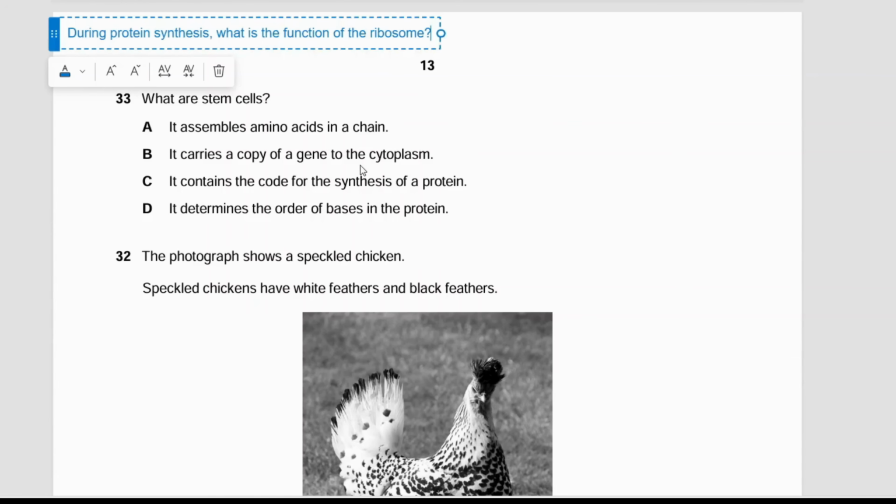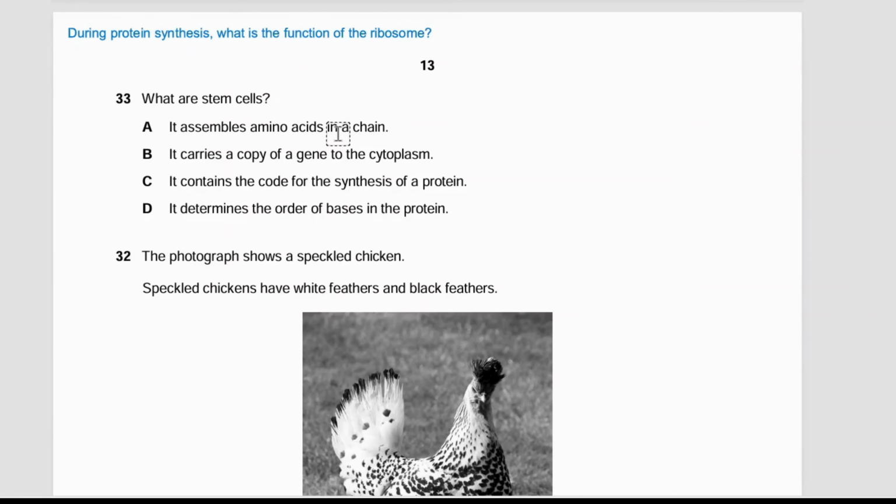Okay. The question is, during protein synthesis, what is the function of ribosomes? It assembles amino acid in a chain. It carries a copy. No, it contains the code. No, it is okay. Correct. A is the answer.